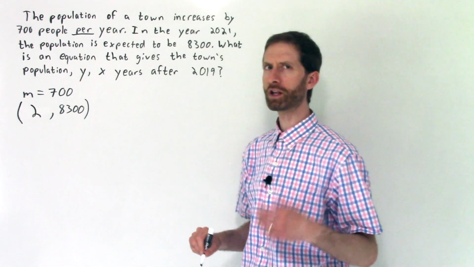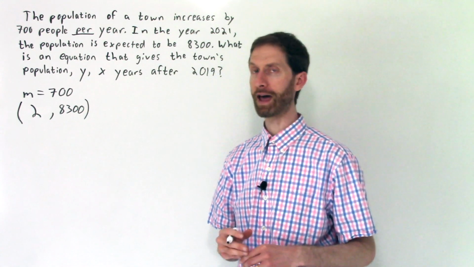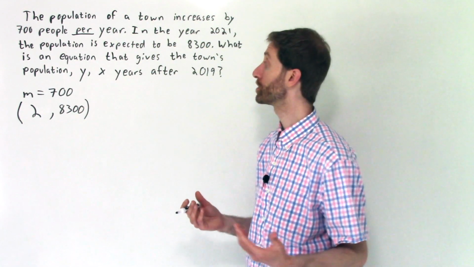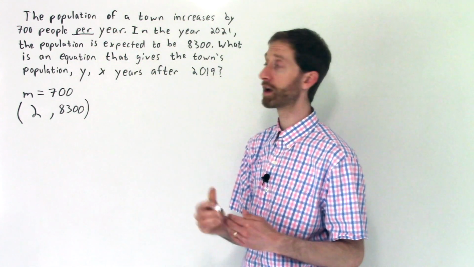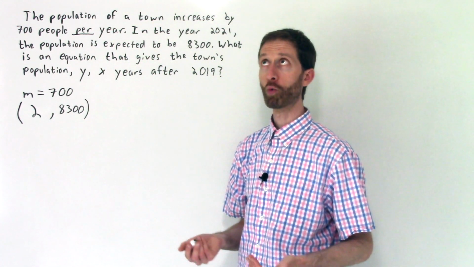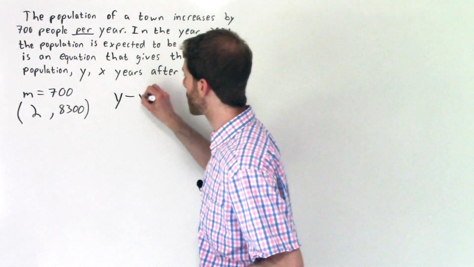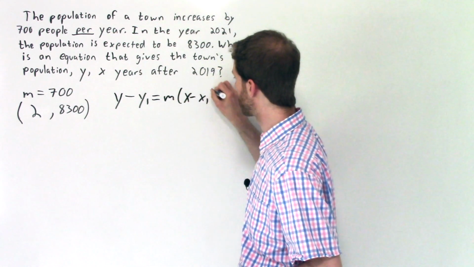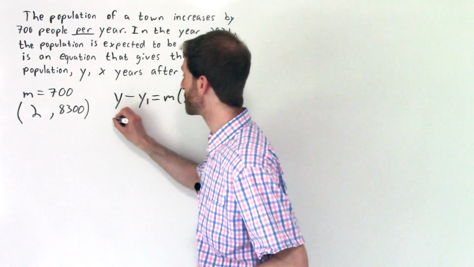So just by doing a little bit of translating from all these words in this paragraph, we've discovered what we really have here is a point and a slope. If we want the equation that describes something that goes up linearly at a constant rate and we have a point and a slope, well, we should use point-slope form. Recall that point-slope form is y minus y1 equals m times x minus x1. So all I got to do is plug in my values and I've got the equation we seek.